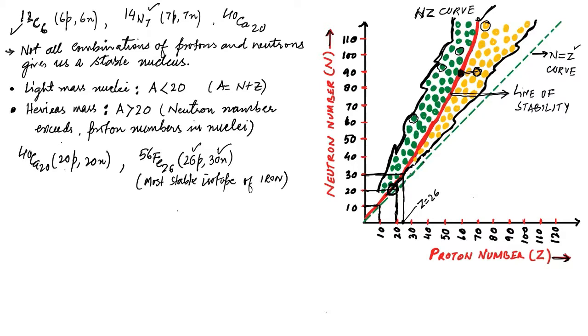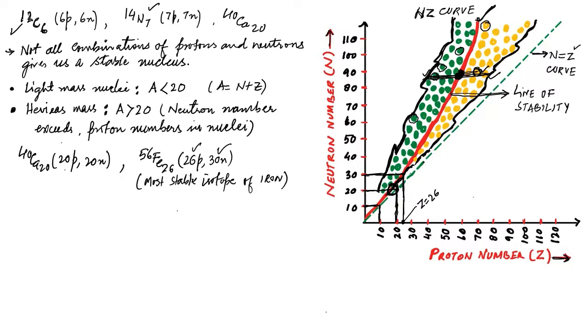So if we draw a straight line here, then this will give us the isotopes of the same nuclei. This is an isotope of the same nuclei, this is an isotope of the same nuclei, but the isotope which will be on the line of stability will be more stable as compared to this nuclei or this nuclei or this nuclei, which are the isotopes of the same nuclei.